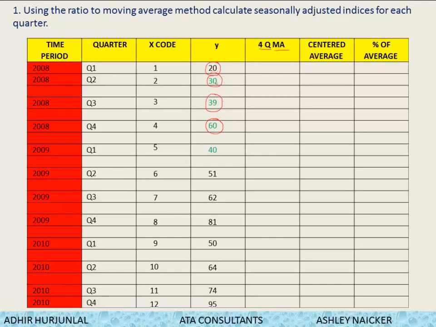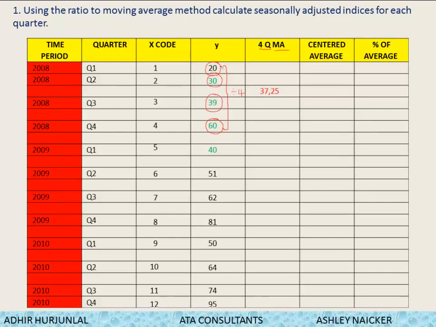I add them up. 20 plus 30 plus 39 plus 60. You can do that on your calculators. Once I get an answer, I take whatever answer I get here and I divide it by 4. And if I divide that by 4, I should get the answer that comes up here, which is 37,25. Now watch where the answer came up. It came up in the gap.